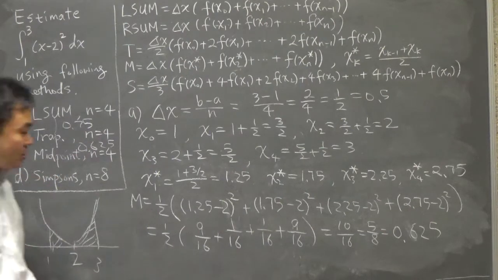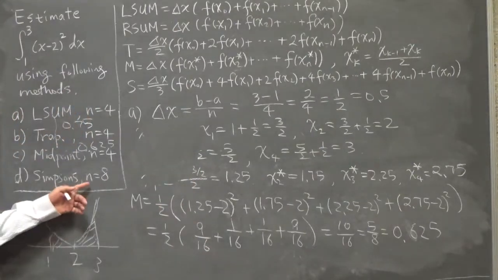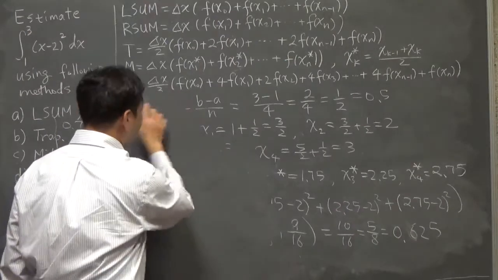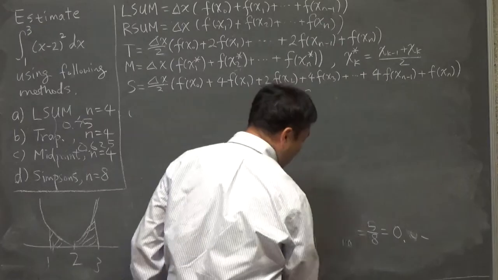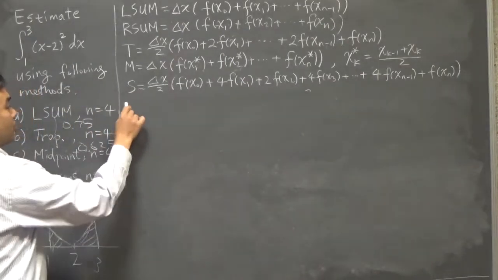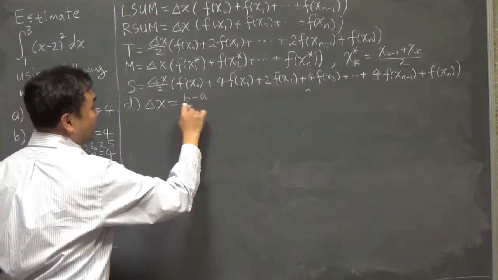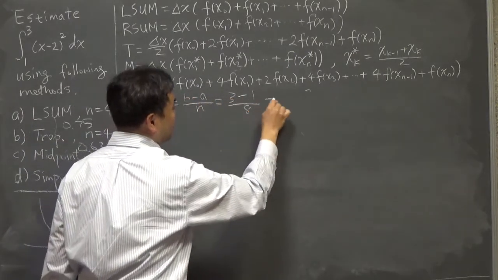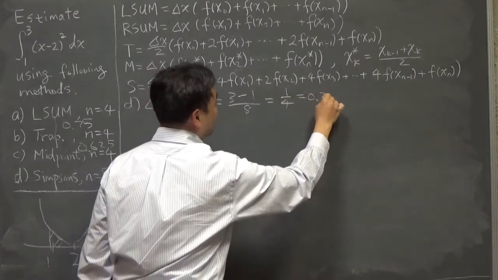Now let's move on to the Simpsons. Because for Simpsons I have n equals 8, I have to redo the delta x's and everything, okay? Alright, so part D, delta x will now be b minus a over n, b being 3, a being 1, n is now 8, so it's going to be 1/4, or 0.25.